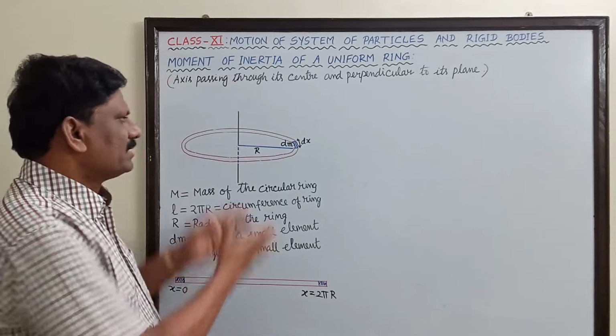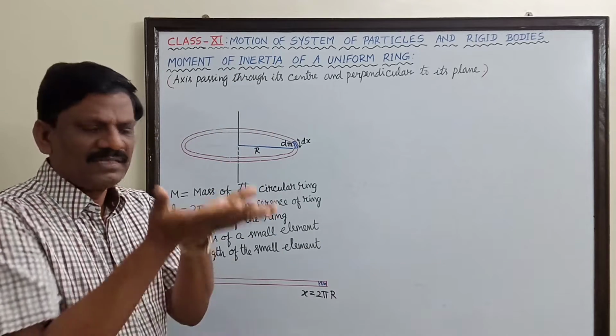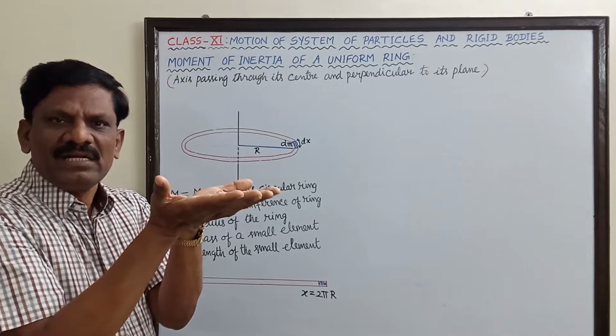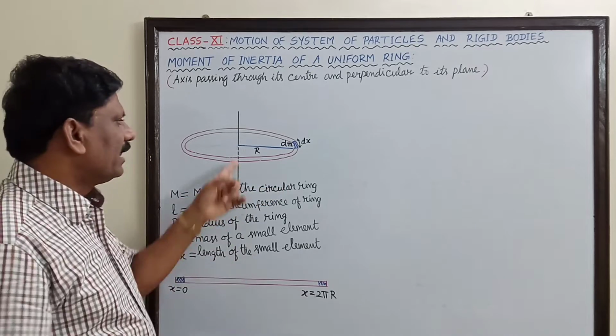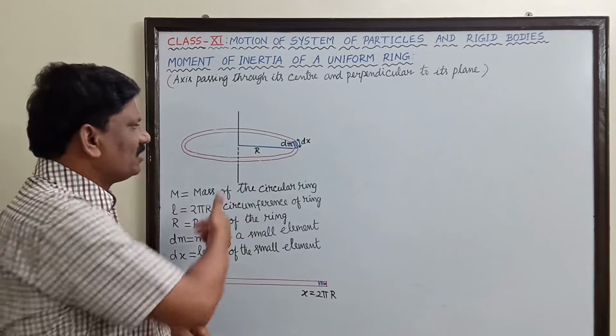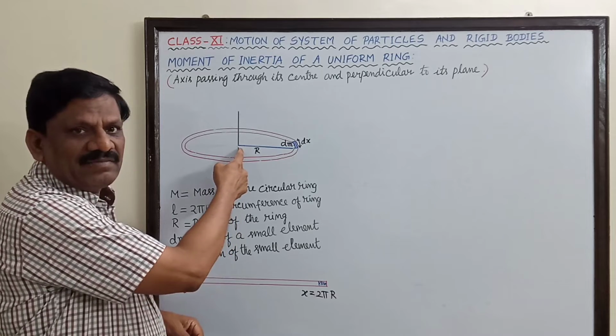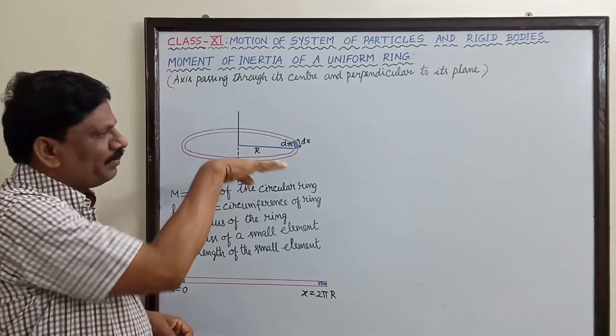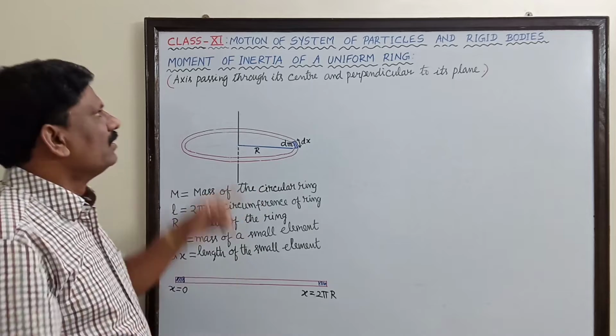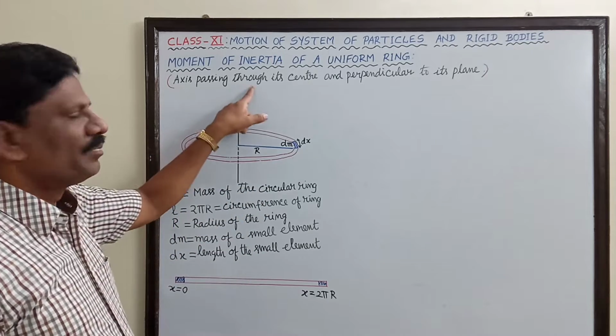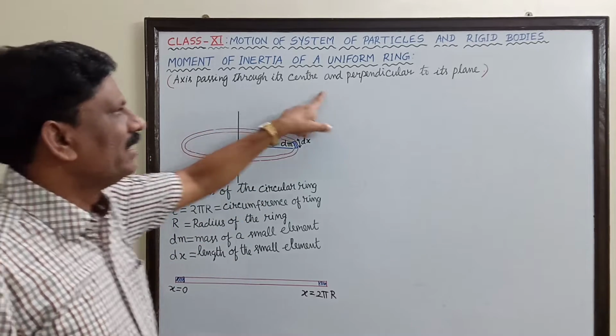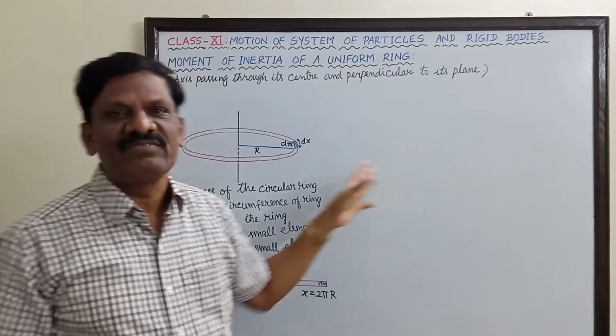Okay, this ring is held in the horizontal plane. And the axis of rotation passes through the center of the circular ring, and it is perpendicular to the horizontal plane. So the axis is mentioned as passing through its center and perpendicular to its plane surface.